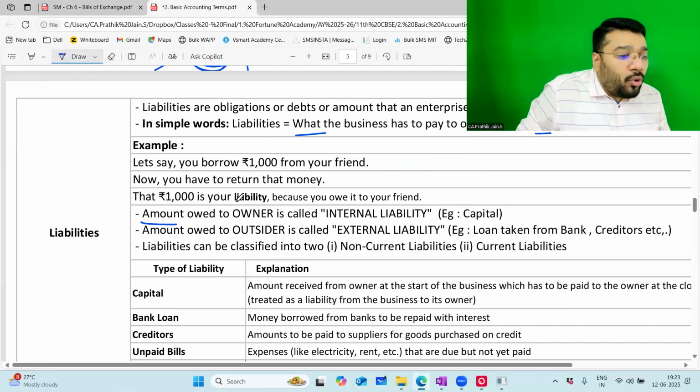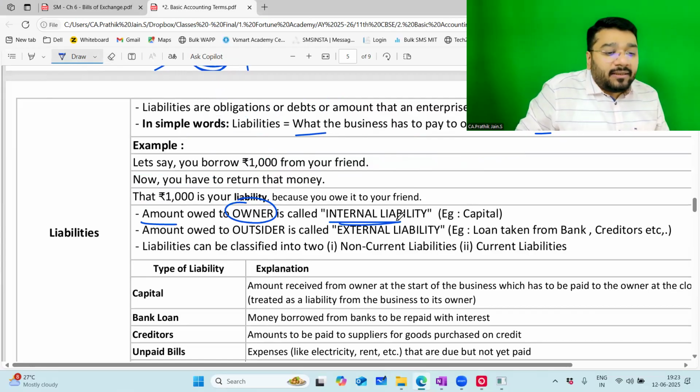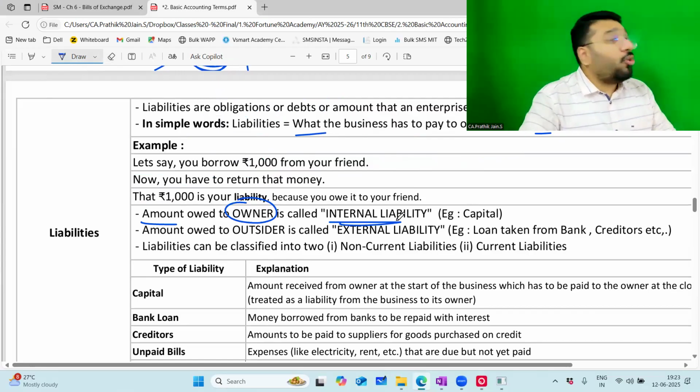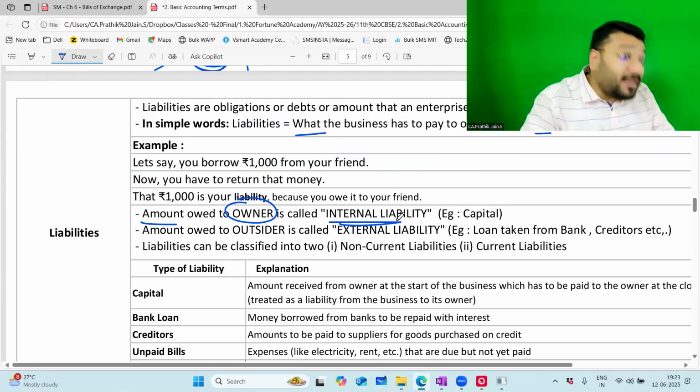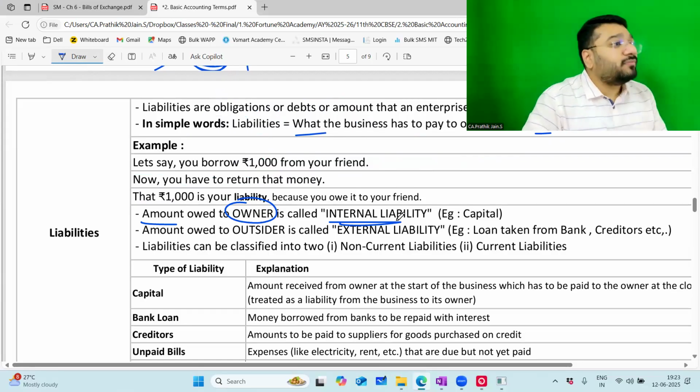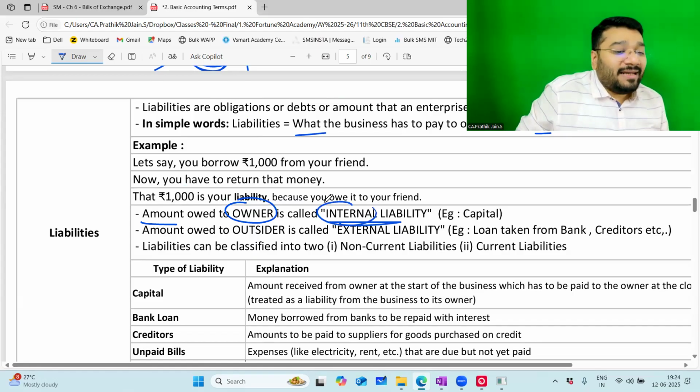Now, the amount that you owe to the owner of the business is called internal liability. The amount that you owe to the owner. You understand who's the owner? If you have started a business, for the business, who are you? Owner. The person who starts the business is called the owner. Who is the owner of FFLA? SPJ. Amount owed to the owner is called internal liability.